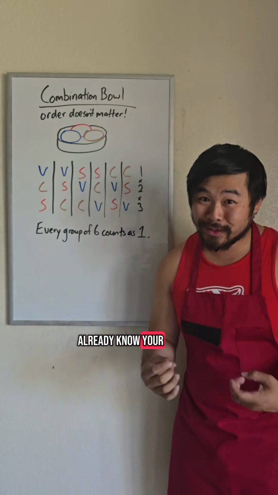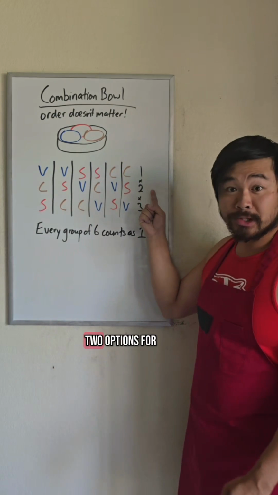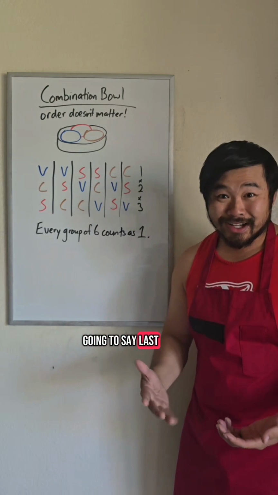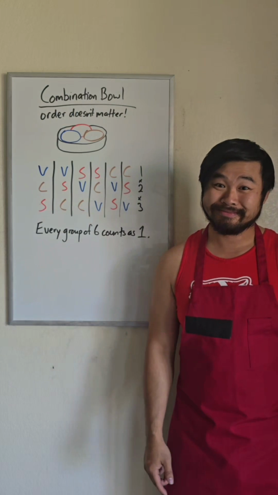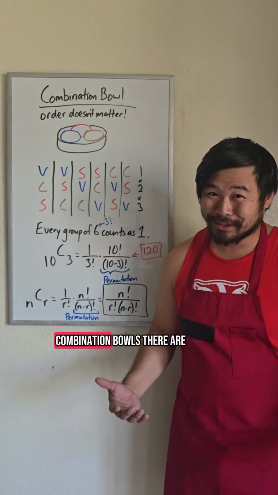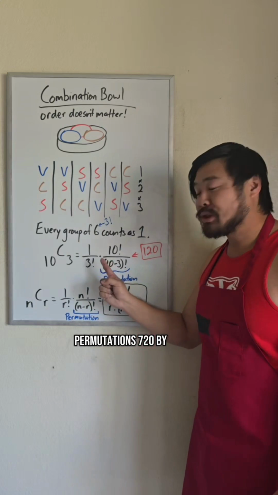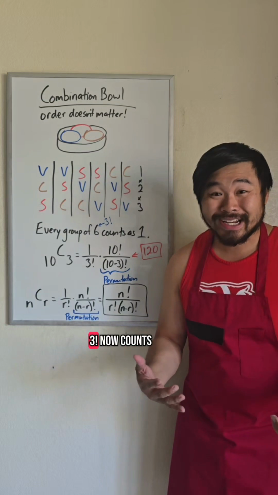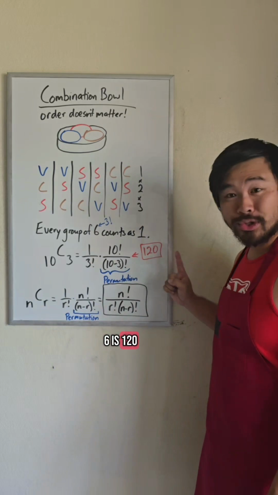Now, how do we get 6? Well, if you already know your 3 flavors, there are 3 options for what you're going to say first, 2 options for what you're going to say second, and 1 option for what you're going to say last. So that's 3 times 2 times 1, or 3 factorial. Now, to see how many different combination bowls there are, we would divide the number of permutations, 720, by 3 factorial, because every group of 6, or 3 factorial, now counts as 1. 720 divided by 6 is 120.